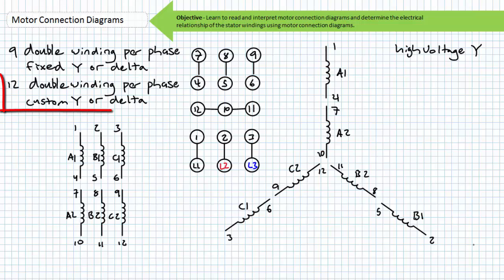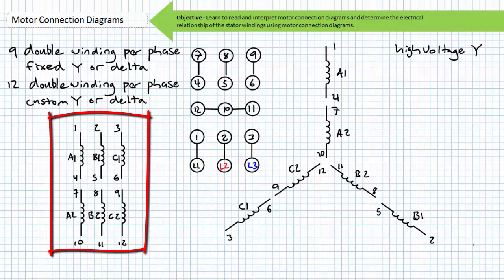Moving on, consider a 12-lead 3-phase AC motor. This motor is the most flexible in that it allows a technician to configure it for use with high or low voltage in either Y or delta configuration. In this case, both terminals of 2 windings per phase are accessible for a total of 12 accessible terminations.